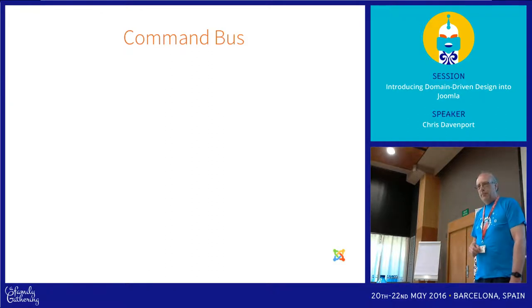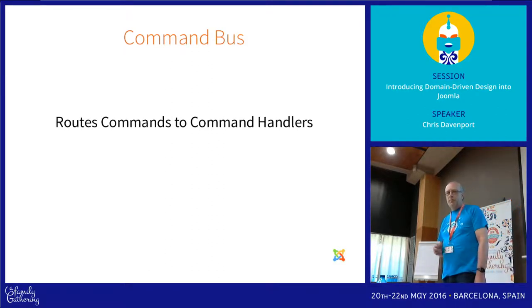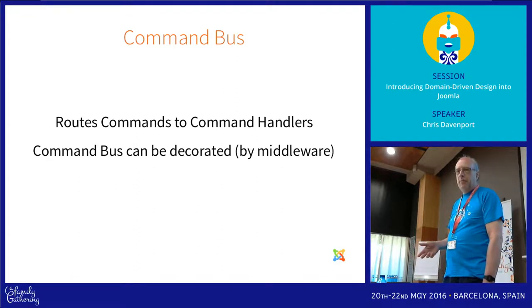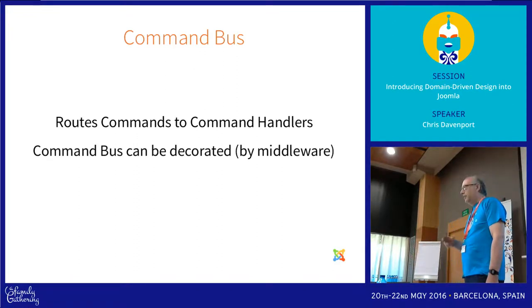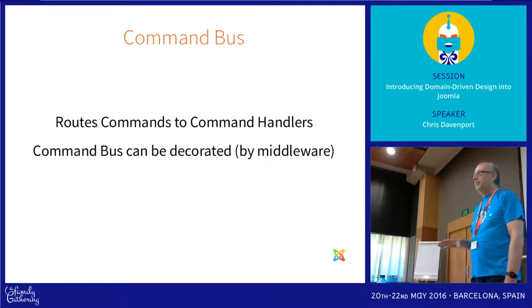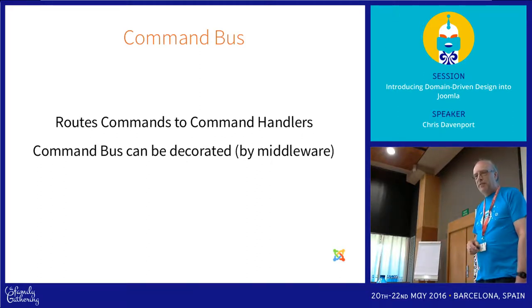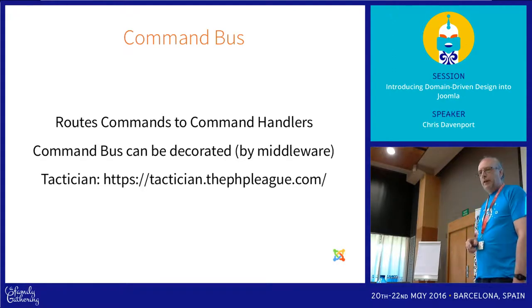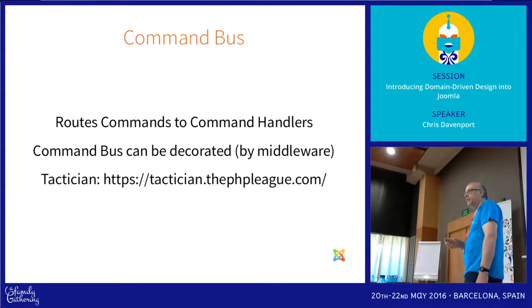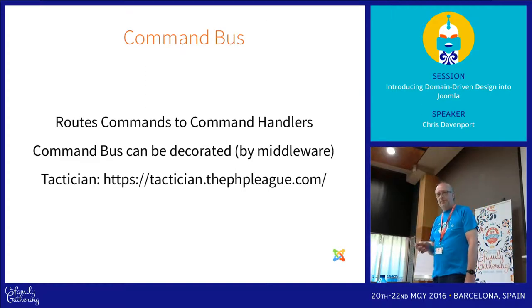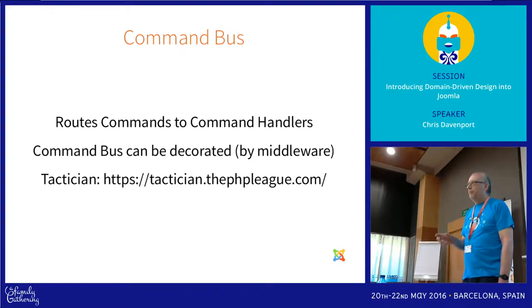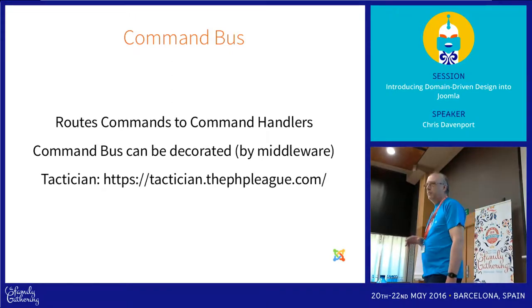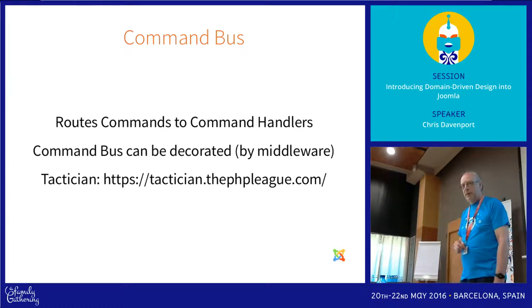So commands pass through the command bus, which routes them through to a command handler, and you can decorate the command bus with middleware, which is all the advanced stuff that 99 times out of 100, you don't need to care about at all. And the plan is to use Tactician, which is an open source command bus by the League of Extraordinary Packages. I think I've got that right. The one problem we have with it is it has a PHP 5.5 minimum requirement, so we're going to have to work something out about how we actually deal with that.